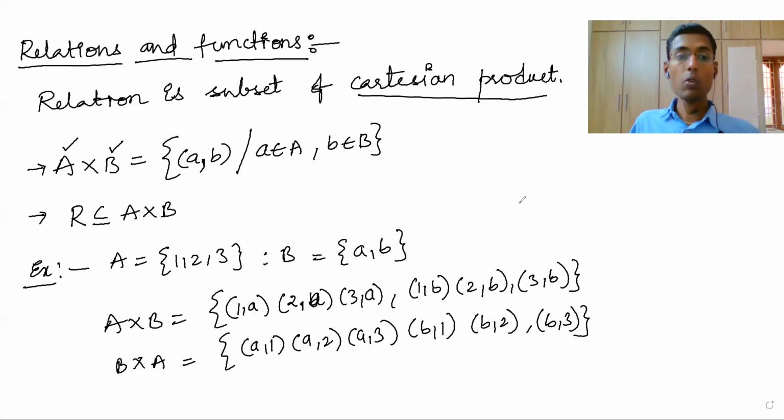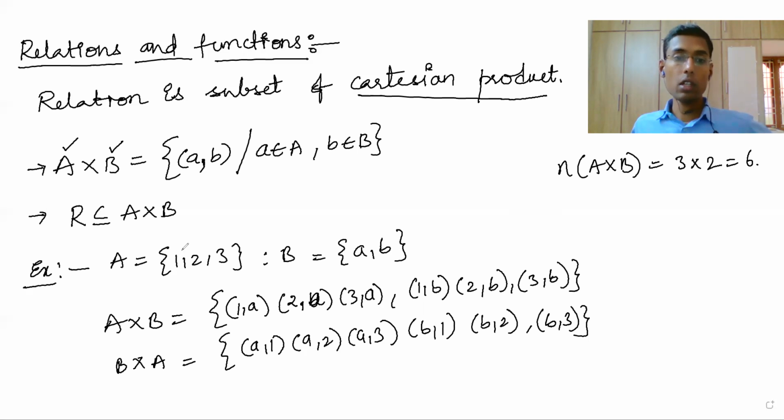Now, how many subsets? n of A cross B: how many elements are there in A cross B? We have 3 into 2, 6 elements. n(A) into n(B). With 1 you can write 2 ordered pairs, with 2 you can write 2, with 3 you can write 2. Total 3 into 2, 6 ordered pairs you can write. So n(A cross B) is 6. The number of elements in A cross B is 6. That means you have 2 to the power of 6 subsets.